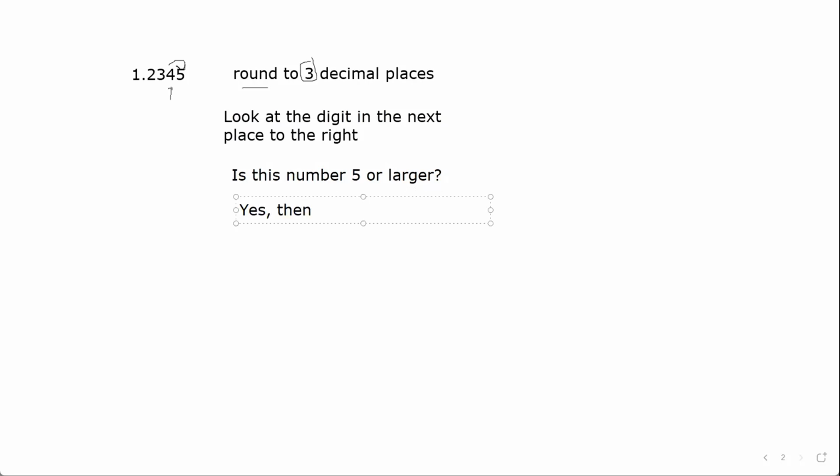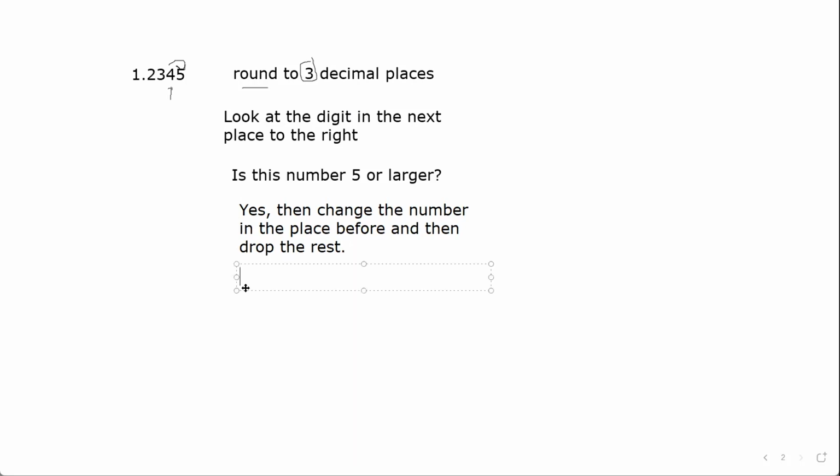If you answer yes, then you change the number in the place before, and then drop the rest. Now there's an exception. I'm going to come back to that. There's one time when we change 2 digits, but normally we only change 1 digit.